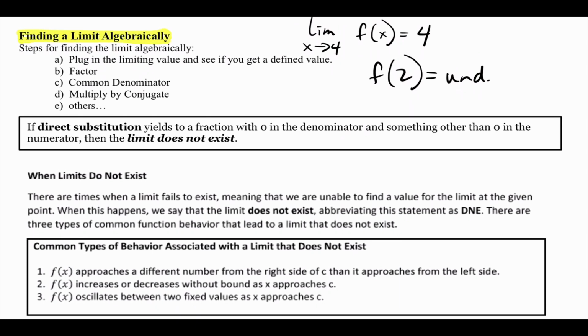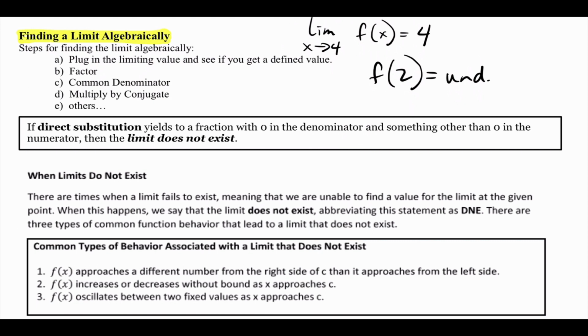So here are the rules. So let's say they don't give you a graph. Let's say they don't give you a table. Let's say they just give you an equation. That's what I mean when I say algebraically. Okay? There are 4 ways to do it, and there might be more. I'm going to go over the more common ones. Okay? So steps for finding the limit algebraically.